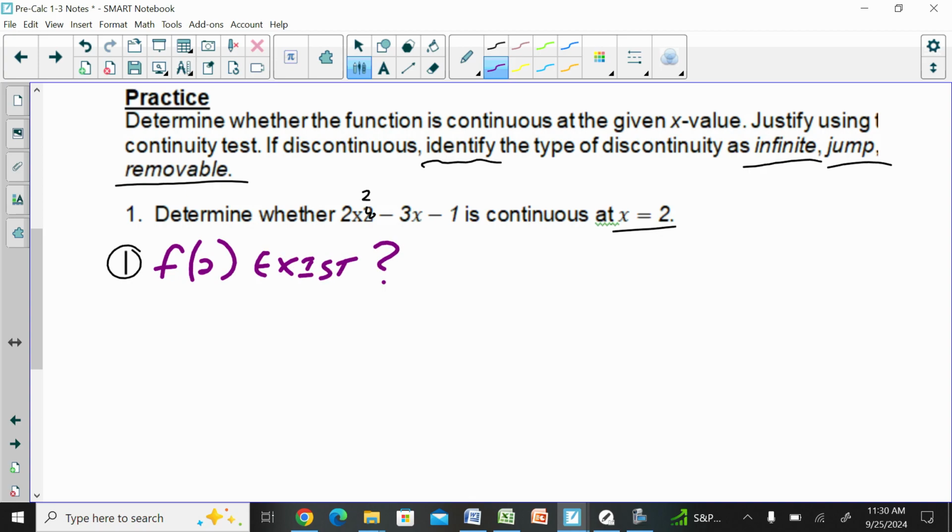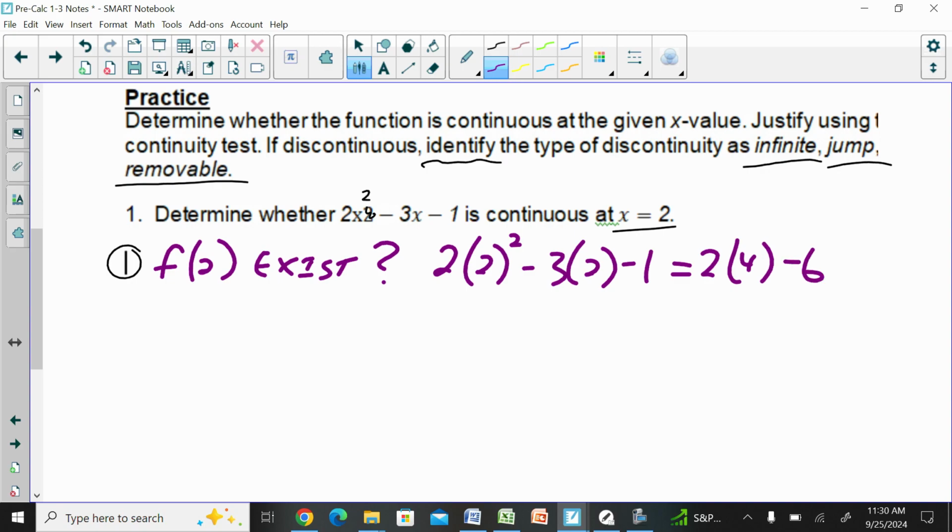We're going to plug 2 into this function and see if we get an answer. You could do this with a calculator as well. Going left to right, 2 squared is 4, so we have 2 times 4. Then negative 3 times 2 gives us minus 6, and we've got that minus 1. All told, that's 8 minus 6 minus 1, which gives us 1. So yes, it does exist, and we can put a yes in here.